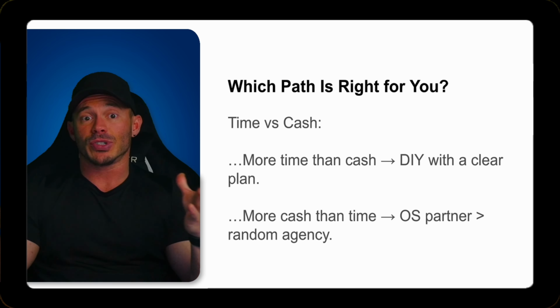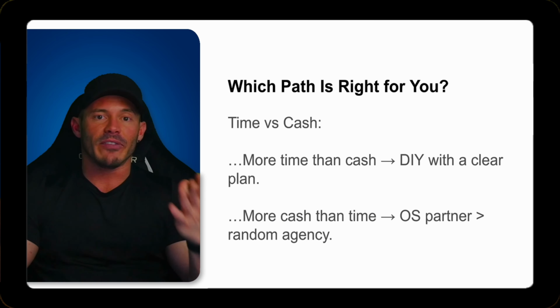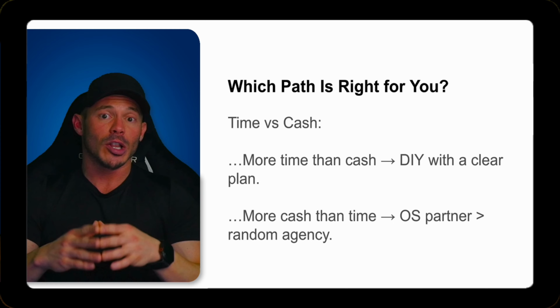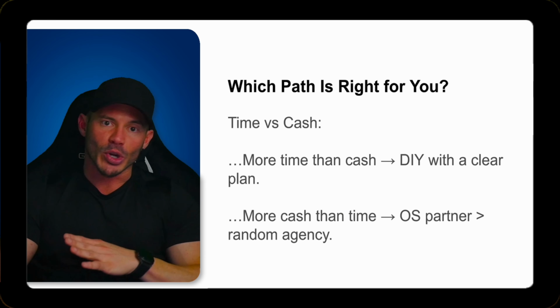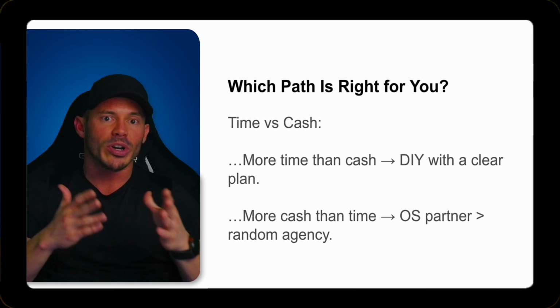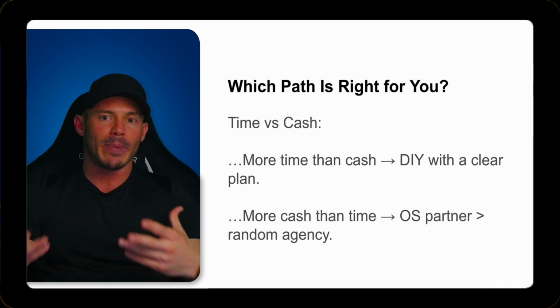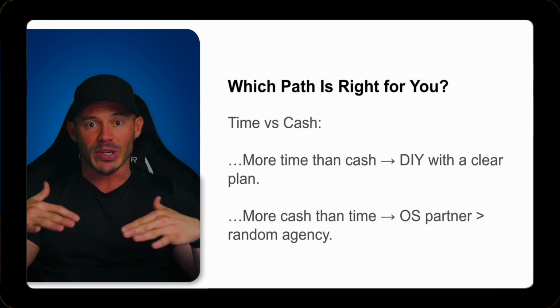Next is going to be time versus cash. So if you have more time than cash, DIY can definitely be a smart path as long as you follow a plan and don't try and build everything at once. Now, if you happen to have more cash than time and you're constantly stuck in the weeds, then an authority OS partner is usually a better investment than just a random agency because you're building a really solid foundation, not just a miscellaneous campaign.